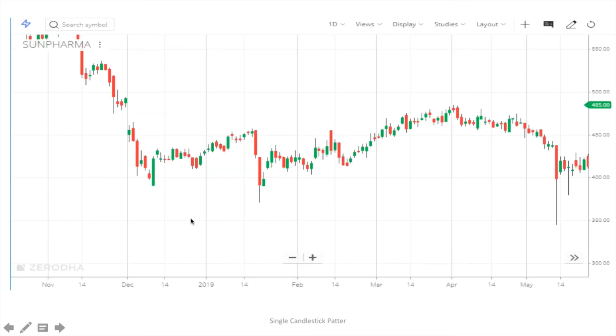Now, as shown in the Sun Pharma daily chart, can you identify the bullish and bearish engulfing patterns in this chart? So this is your bearish engulfing pattern, where the first is a green candle and the second is a bearish candle, so further downtrend. Same way here, the first candle is bearish and the second is a bullish candle, so this is a bullish engulfing and uptrend. So on a daily basis we can see bullish and bearish engulfing patterns in Sun Pharma.